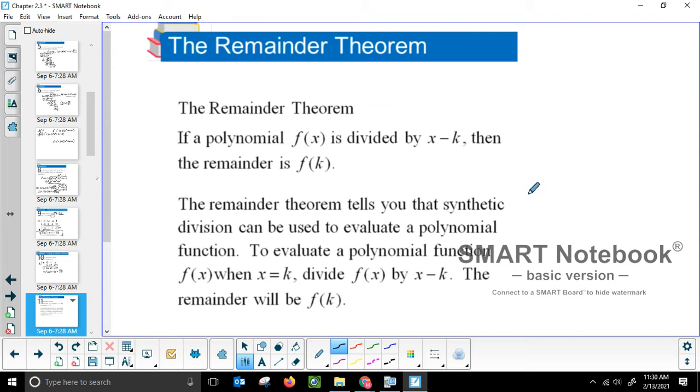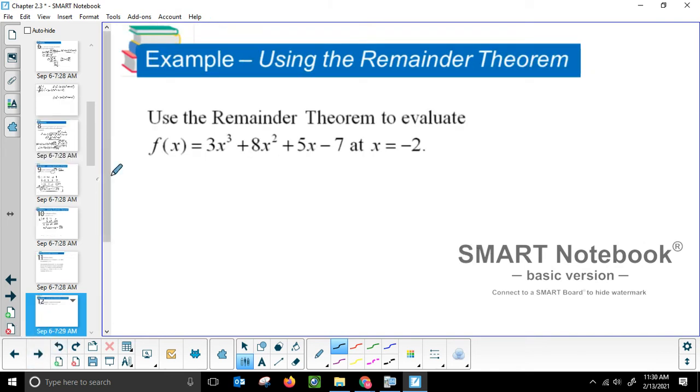function. To evaluate a polynomial function, f of x, when x equals k, we divide f of x by x minus k. The remainder will be f of k. This sounds a little complicated, much, much easier, right, than what it sounds like, and I'll show you here. Use the remainder theorem to evaluate this function at x equals negative 2.